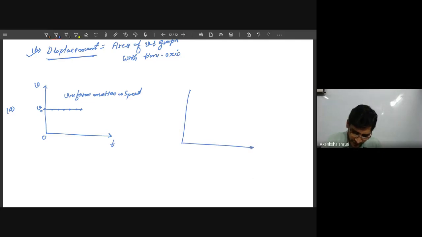If we are plotting like this, velocity and time, a student must keep in mind what is plotted on y and what is plotted on x, meaning what is on the vertical axis and what is on the horizontal axis. After that only you can take. In this case, you are observing that at 0 second, the velocity is 0, meaning the object is starting from rest.